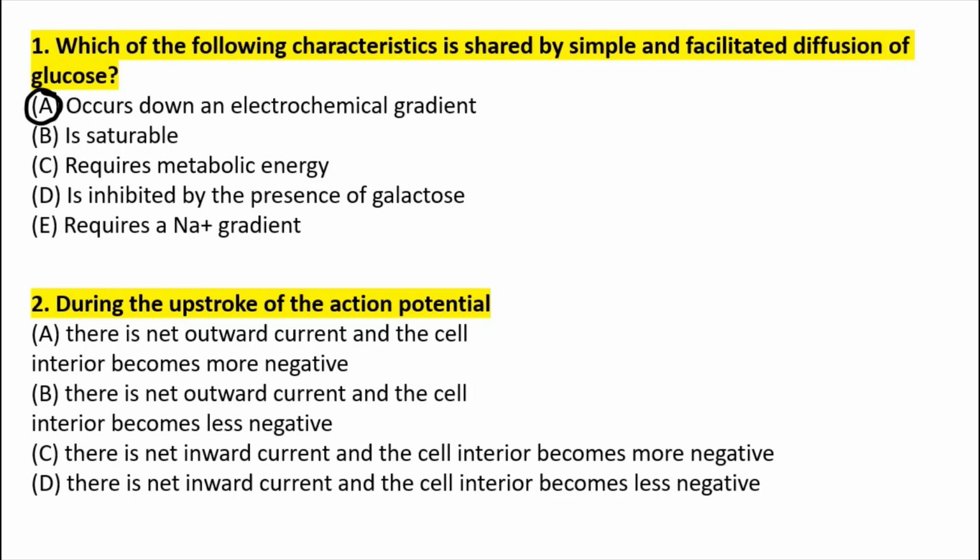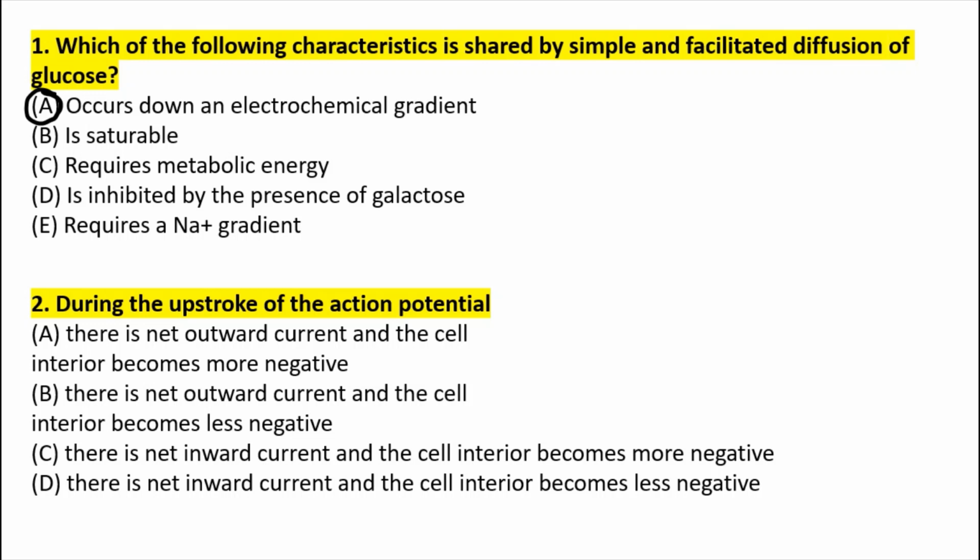Number 2 says, during the upstroke of an action potential, A, there is net inward current and the cell interior becomes more negative. So this is false because the cell's interior becomes more positive. B says there is net outward current and the cell interior becomes less negative. So we know that the net current moves inside. So there is net inflow or inward current.